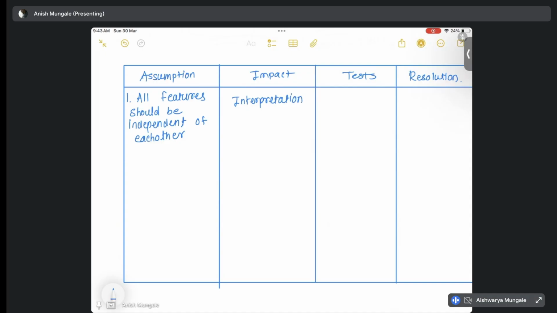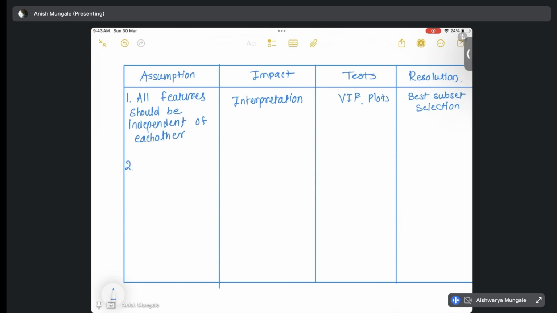What tests we did? Just now we saw the test. Yes, so VIF, and then we also did the plots. So what was the resolution? Select the best subset. Select the best subset that you have, and then you can delete the other features. Correct?